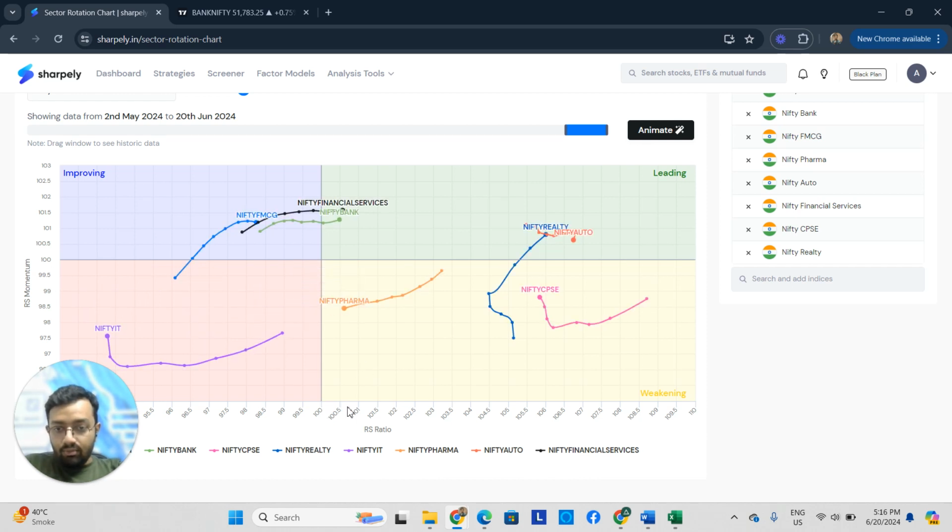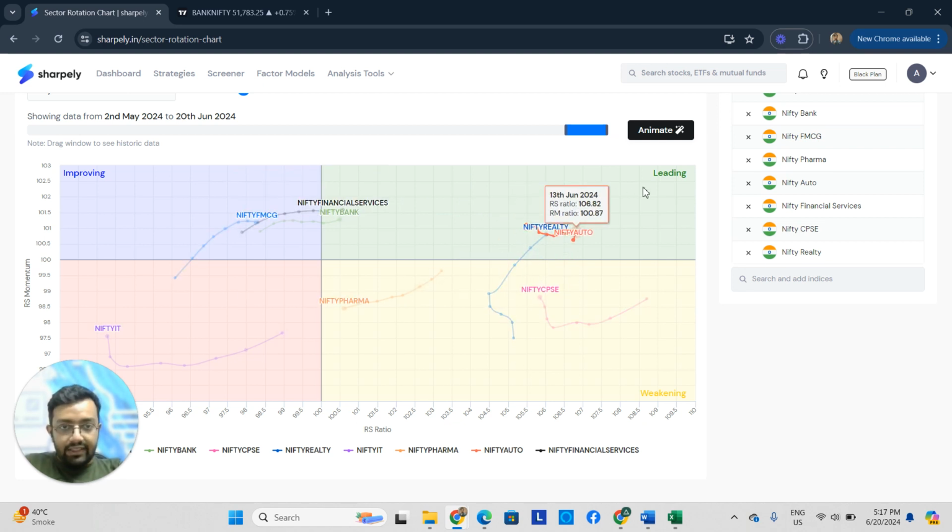Now, stocks or even indices above 100 relative strength are considered as positive. Same goes for the RS momentum. Above 100 is positive, below 100 is not good. And based on this, you can find the stocks or strong indices as well. So, how are we supposed to do it? We have divided this chart into 4 quadrants.